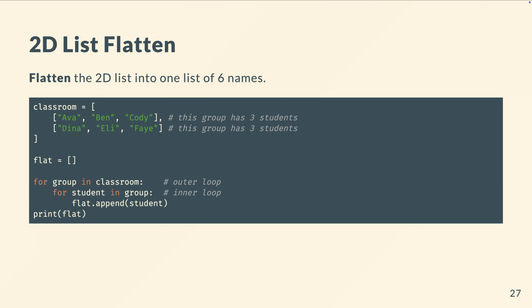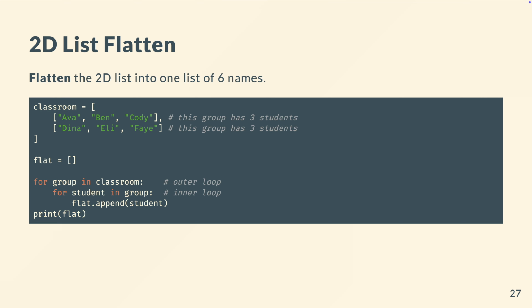Here is the Python code for 2D list flatten. The input is the same, a list of 2 lists. We create an empty list called flat for storing the results. We use the same nested loops. Traverse groups in outer loop and traverse students in inner loop. But instead of printing, we append each student name into the list flat.